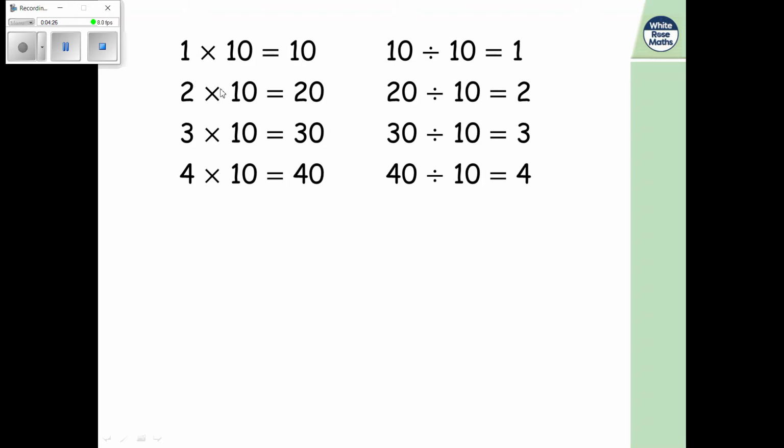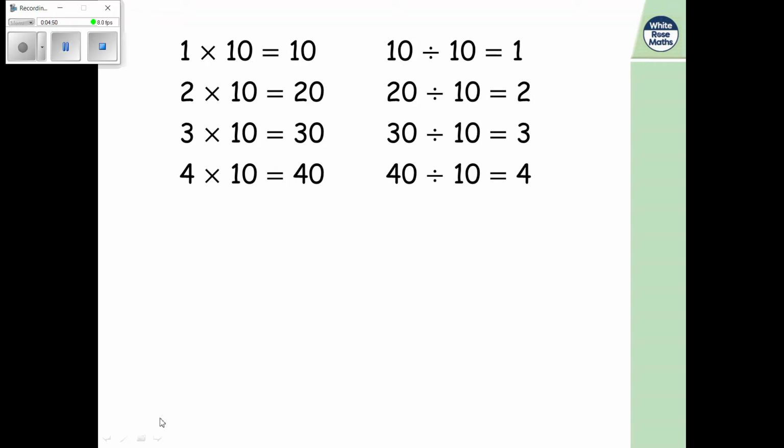And again here, if you look, 2 times 10 equals 20. 20 divided by 10 equals 2. And that goes on and on. What I would like you to do now is 5, 6, 7, 8 and 9, the number sentences, timesing and dividing as well, using this format to help you. So pause here and have a little think.